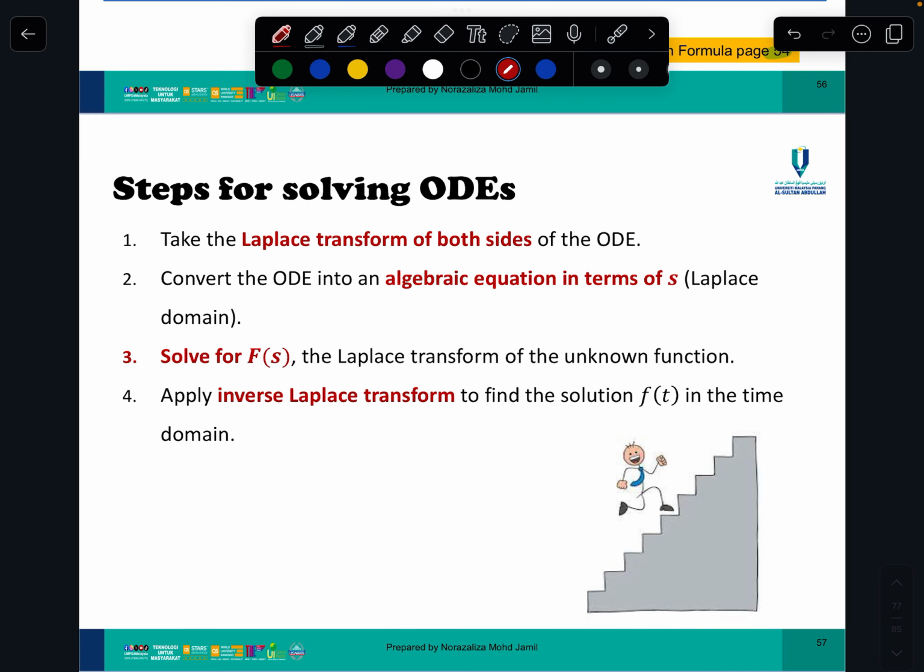Steps for solving ODEs. The first step is to take the Laplace transform on both sides of the ODE, then convert the ODE into an algebraic equation in terms of s, meaning that we will move to the Laplace domain. Then solve for capital F, which is the Laplace transform of the unknown function. Lastly, apply the inverse Laplace transform to find the solution f(t) in the time domain.